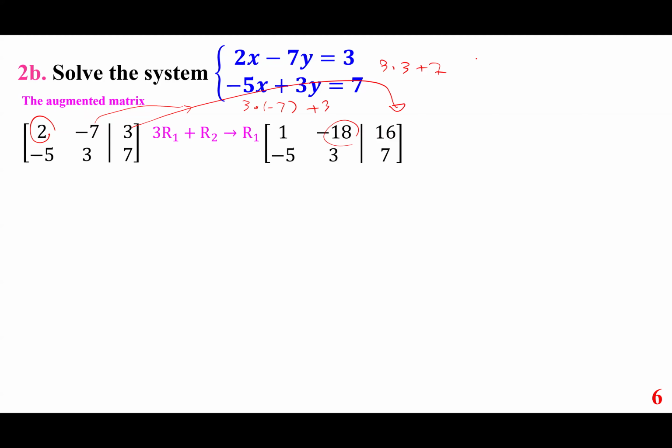So the next step is to make this guy 0. So I'm going to rewrite the first column. Now, how do we get this one to a 0? If we multiply this one by 5 and add to it, so we're going to say 5R1 plus R2 is the new R2. So the first one repeats. And the second one, this is obviously 0. Now 5 times negative 18 plus 3.